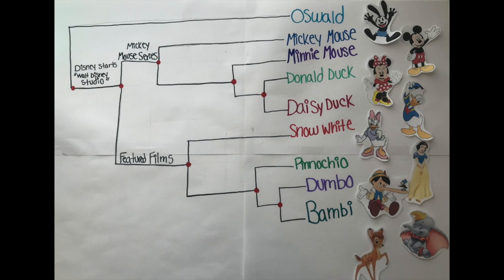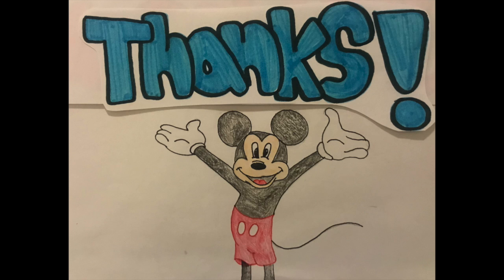As you can see looking at the final phylogenetic tree, Pinocchio, Dumbo, and Bambi have much shorter branch lengths in comparison to each other than they do to Snow White, and this is because they have diverged from each other more recently, which means that they also have much more recent common ancestor to each other than they do to Snow White.